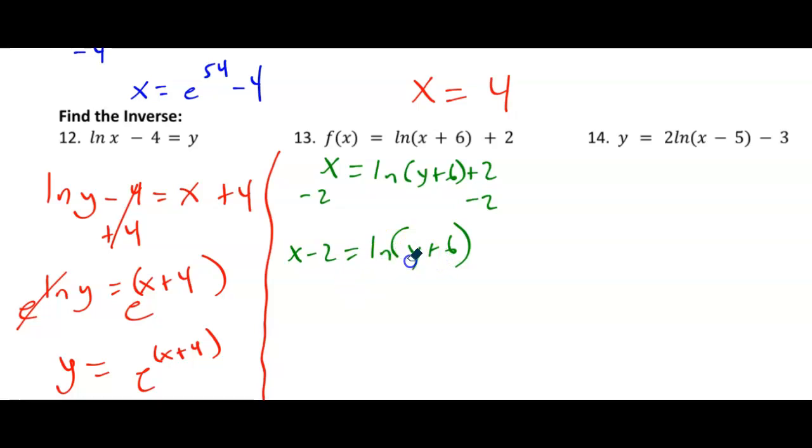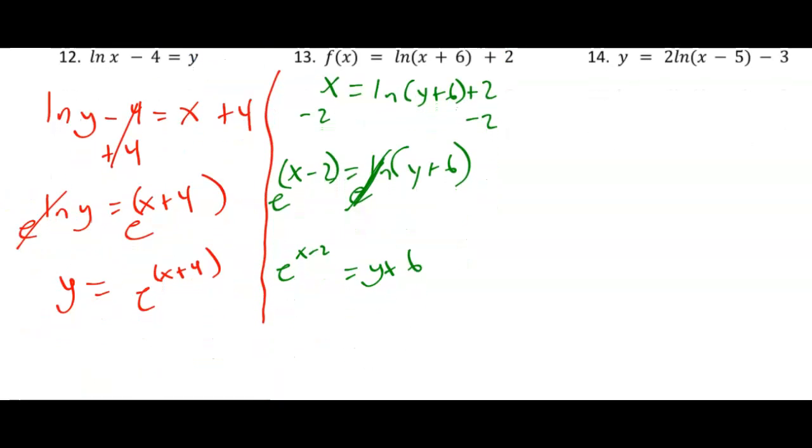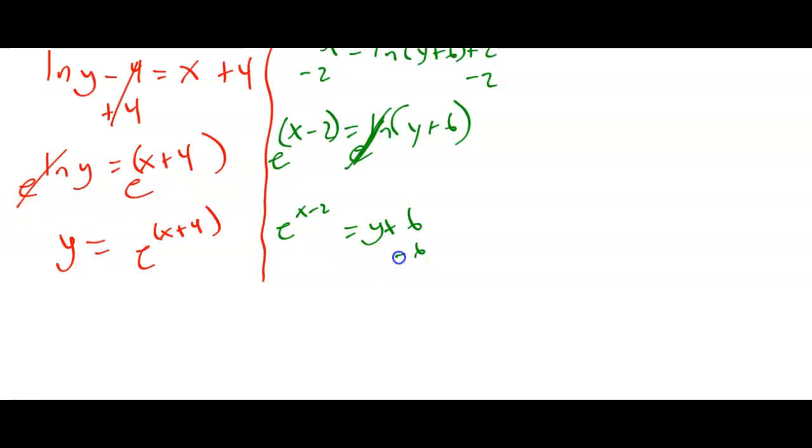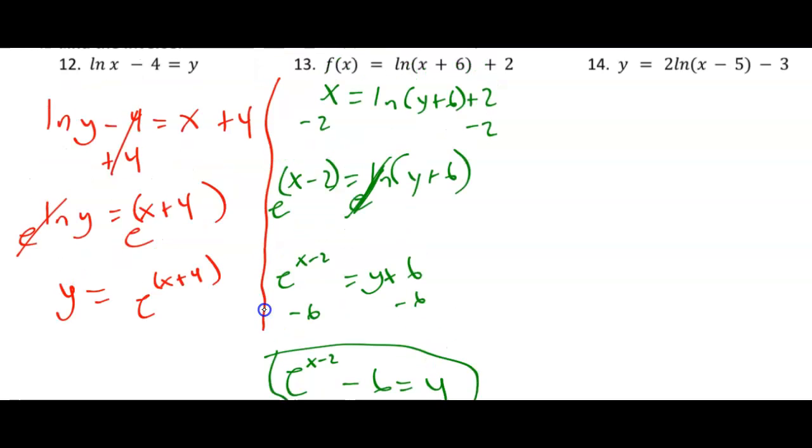I'm at the point where I can go ahead and solve this by converting it or applying e to both sides. So you're going to get e to the x minus 2 equals y plus 6. And then our last step here will be to isolate y by subtracting 6 on both sides. So e raised to the x minus 2, minus 6 equals y. This is the inverse of number 13: e to the x minus 2, minus 6.